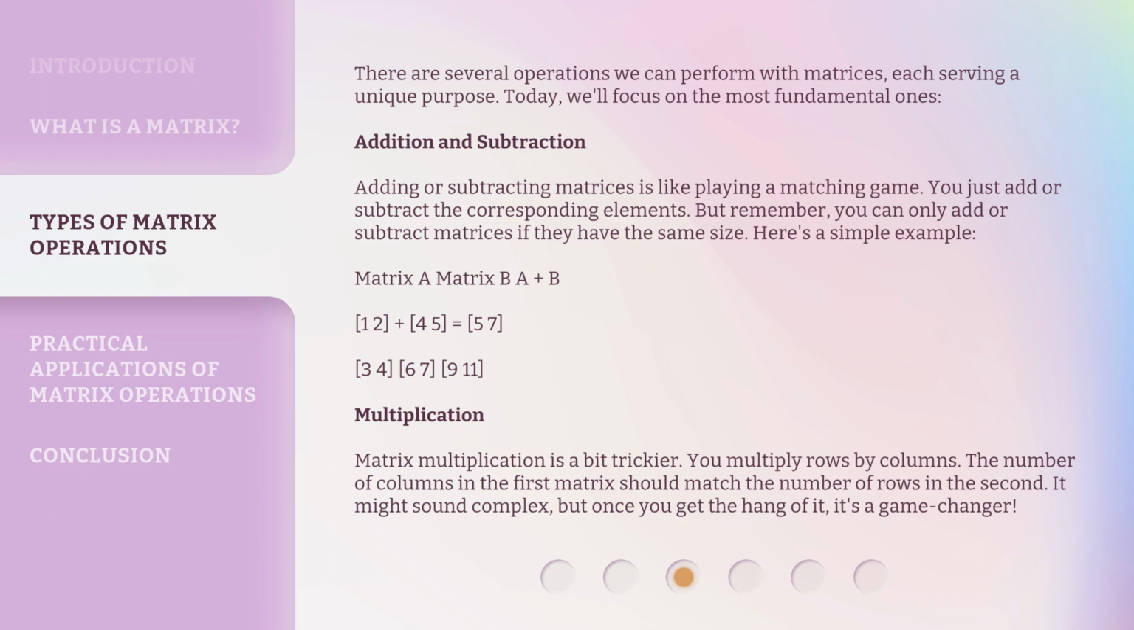Multiplication. Matrix multiplication is a bit trickier. You multiply rows by columns. The number of columns in the first matrix should match the number of rows in the second. It might sound complex, but once you get the hang of it, it's a game changer.